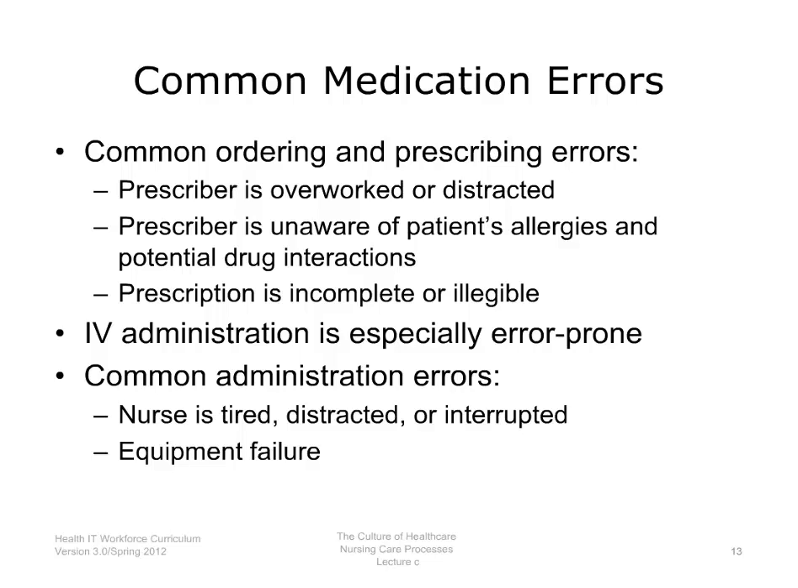A number of errors can occur during medication administration itself. The administration of IV medications is especially error-prone. For example, sometimes nurses need to mix an IV drug with a diluting agent before they start it, and this can lead to contamination or errors in measurement. Other medication administration problems involve equipment failure, such as a defective infusion pump. Nurses can also be tired, distracted, or interrupted while giving medications, which increases the risk of administration errors.